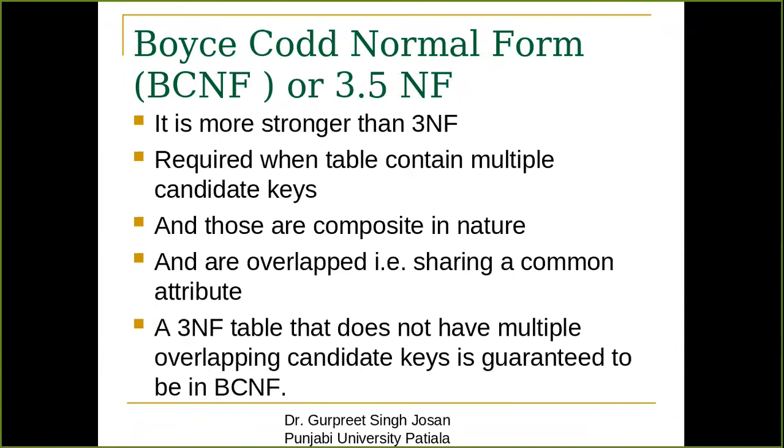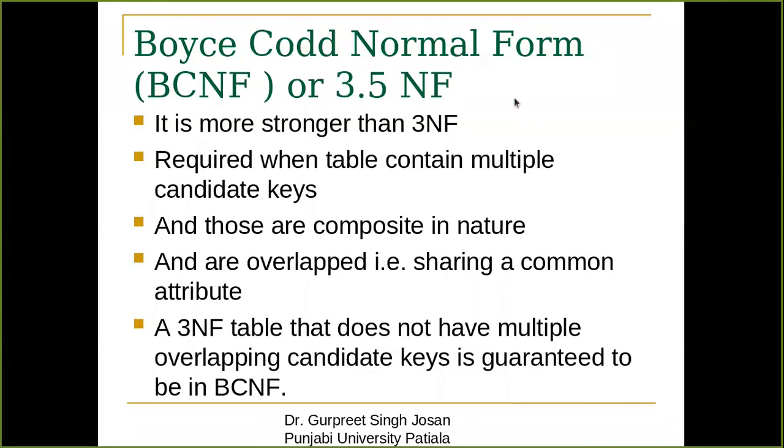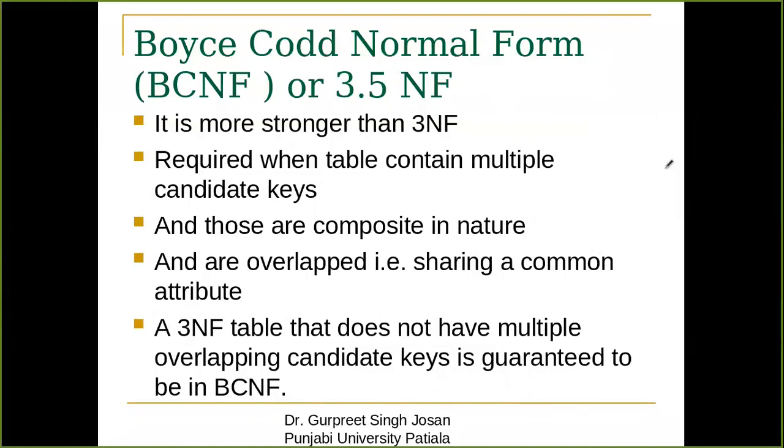Okay, so the next normal form that we are going to cover is Boyce Codd Normal Form. Boyce and Codd are two different scientists. One is Boyce and another is Codd. They proposed this normal form. They observed this normal form in some special cases, and that's why its another name is also 3.5, because it is not a fourth normal form. It is an extension of third normal form.